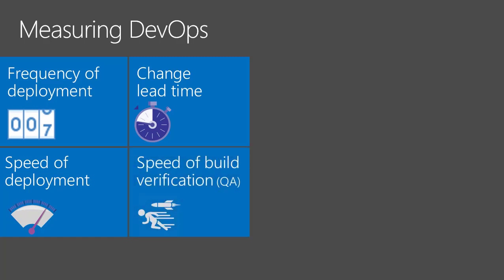The next one is the speed of the build verification, the total time for a build to go through the QA cycle, how long it will take to verify or test that this build is ready to go. Another one is the change fail rate, and the fail rate here is for everything, for build and for deployment. It's very important to keep tracking that over time.